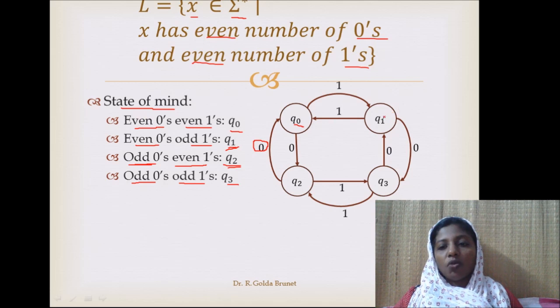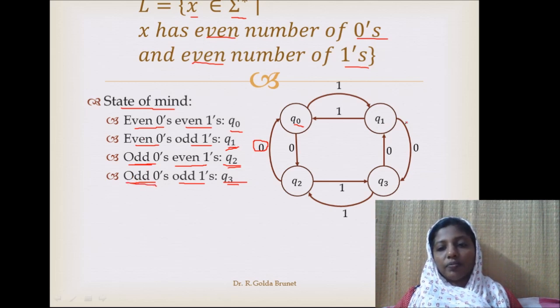Similarly, from Q1, which is even zeros and odd ones, if you get a 0, this even zero will change to odd zero. So you will have odd zeros and odd ones, which is Q3, and you will go to Q3. From Q3, if you get another 0, you will change this odd zero to even zero, with odd ones, which is Q1.